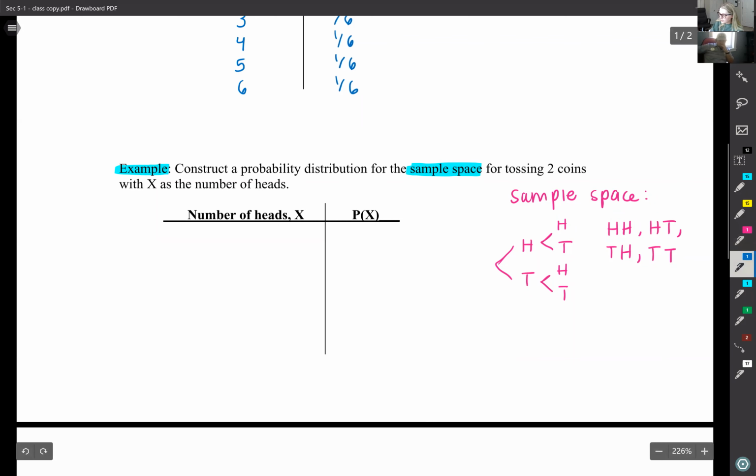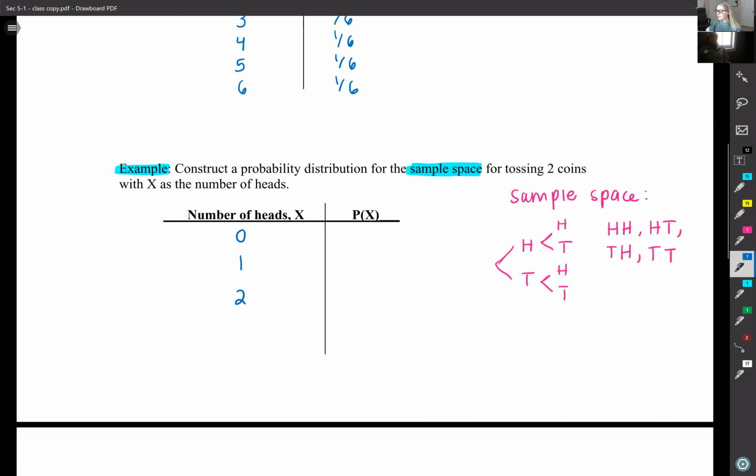So I could get 0 heads and have tails, tails. Or I could get 1 head and have heads, tails, or tails, heads. Or I could get 2 heads and flip heads, heads. All right, so now what's left is just filling in the probabilities of each one of these situations.